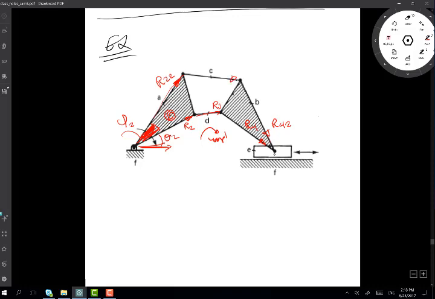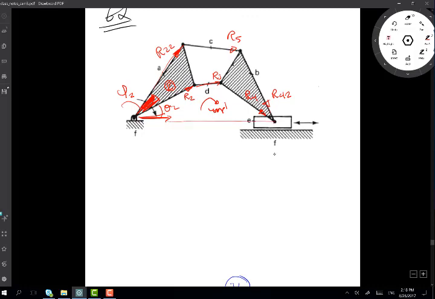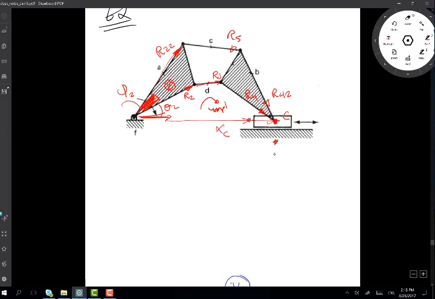This here, I can say this is R5. And now over here I will also have a distance. This point here, I'm going to call point C, and this distance is XC. This will give me vector R1. So let's find expressions for these vectors. We can find this expression.